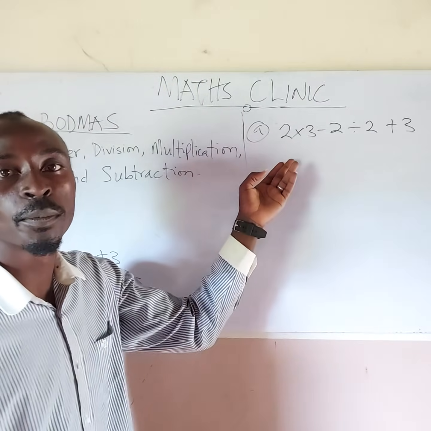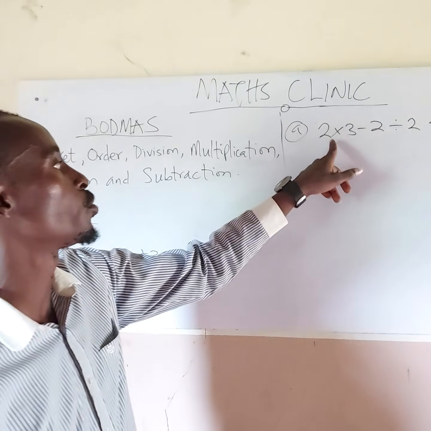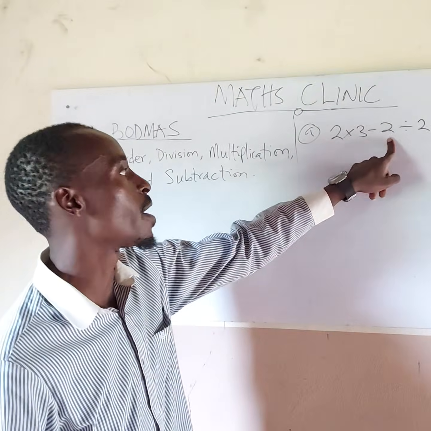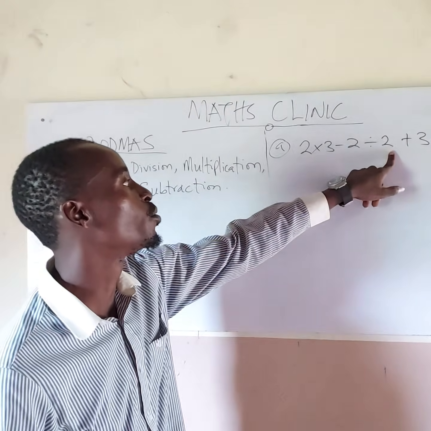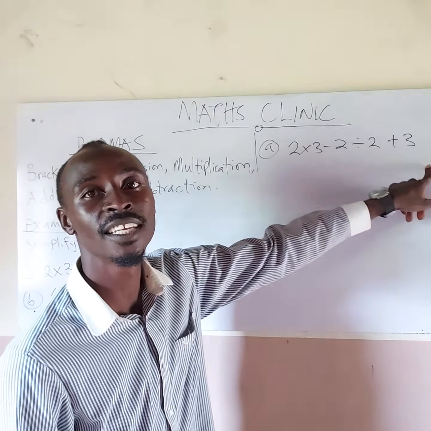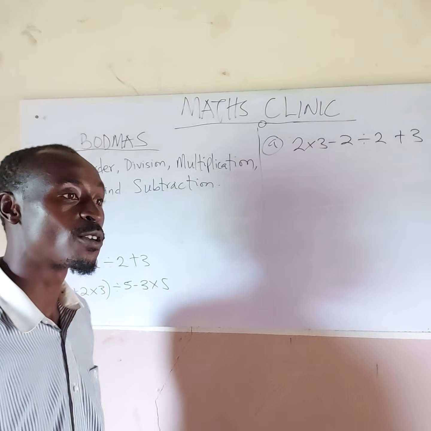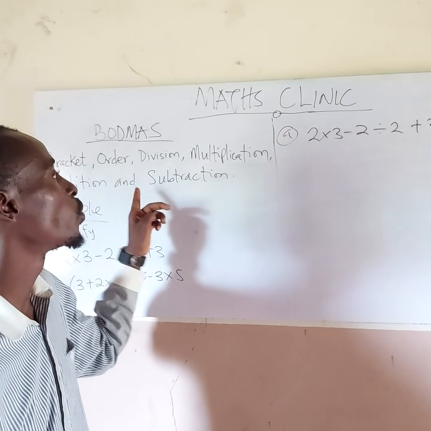Now the normal thing with many people when they see this kind of example is to just say 2 times 3, 6. 6 minus 2, 4. 4 divided by 2, 2. Then 2 plus 3, 5. If you do that, you are wrong, because that's not how to do it. You have to follow the law of Bodmas.